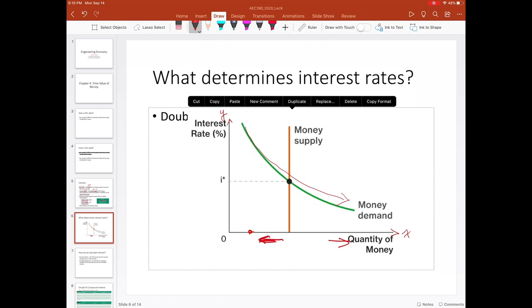less, it's hard to get money from the bank or from a company as an investment. Then you need to provide a higher interest rate to convince that company or that bank or that person to invest. Makes sense, right? So it's determined by the quantity of money on the market.